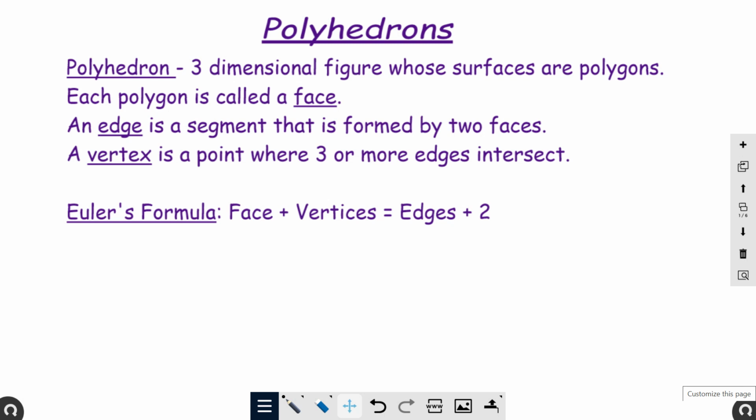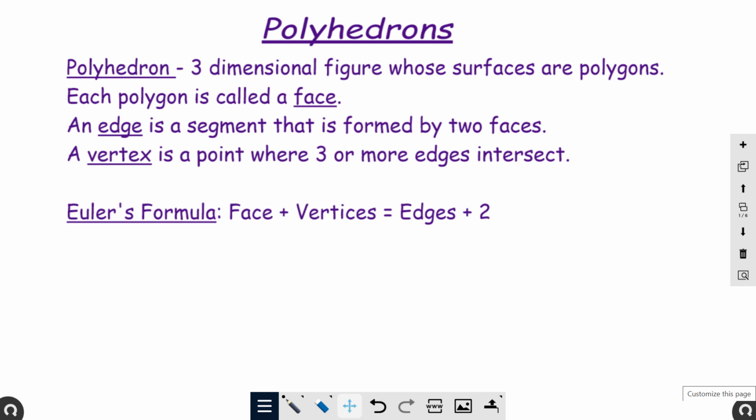8 is all about three-dimensional shapes, so we're going to start with polyhedrons. Now, a polyhedron is a three-dimensional shape whose surfaces are polygons. Now, a polygon is something that's connected with lines. So here are some three-dimensional shapes that we have.